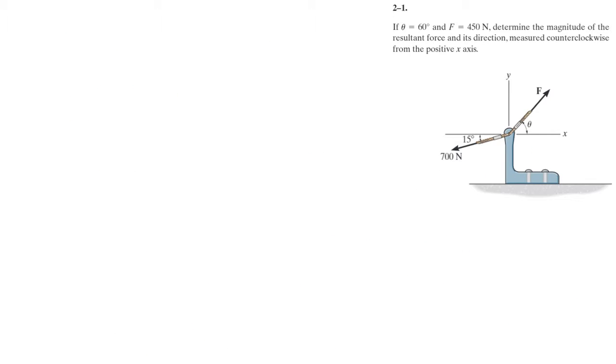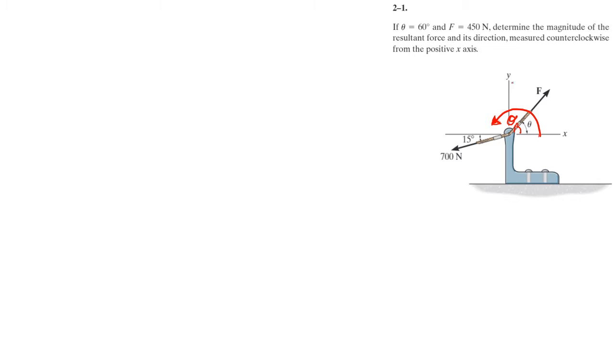So 2-1, using the parallelogram method. If theta equals 60 degrees and F equals 450 newtons, determine the magnitude of the resultant force and its direction measured counterclockwise from the positive x-axis. Like with the method of components, we are going to solve this angle. This is going to be our theta r, and that's going to be our resultant. Counterclockwise, again, that's counterclockwise. You can look at your clock right now to confirm it. And then this is the positive x-axis.